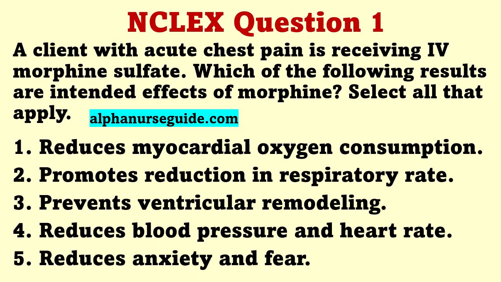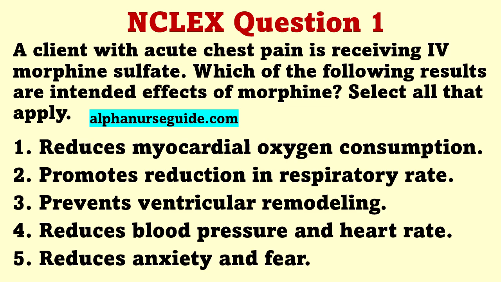A client with acute chest pain is receiving IV morphine sulfate. Which of the following results are intended effects of morphine? Select all that apply. 1. Reduces myocardial oxygen consumption. 2. Promotes reduction in respiratory rate. 3. Prevents ventricular remodeling. 4. Reduces blood pressure and heart rate. 5. Reduces anxiety and fear.